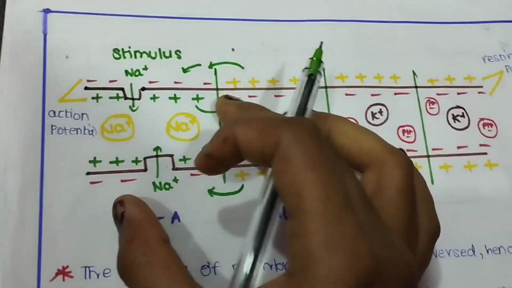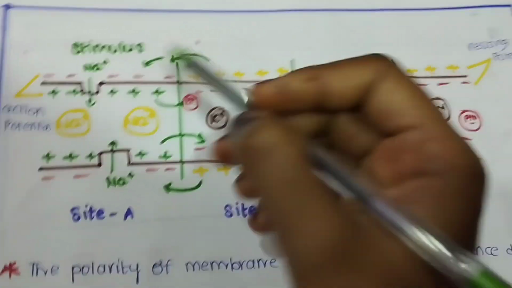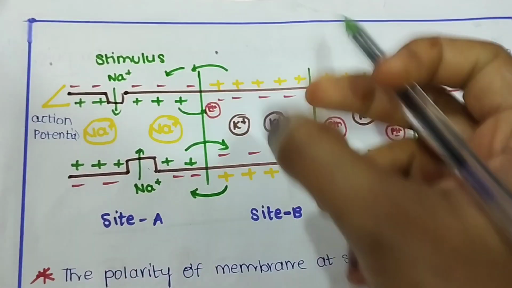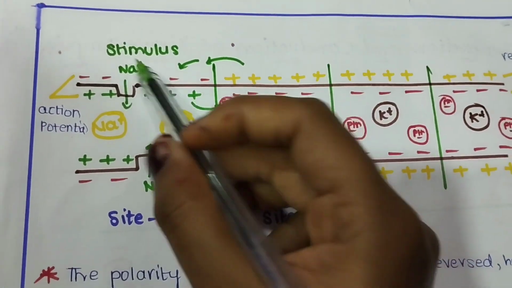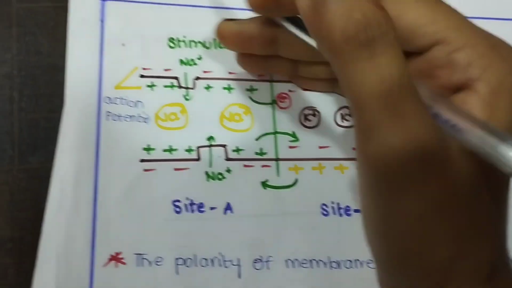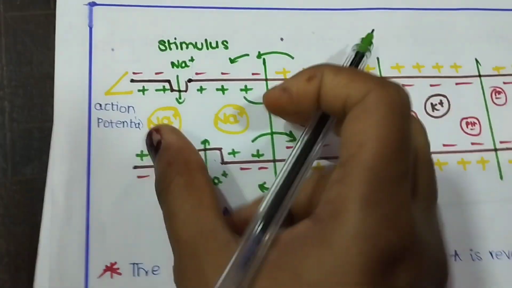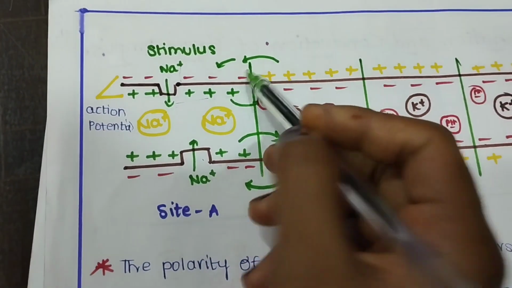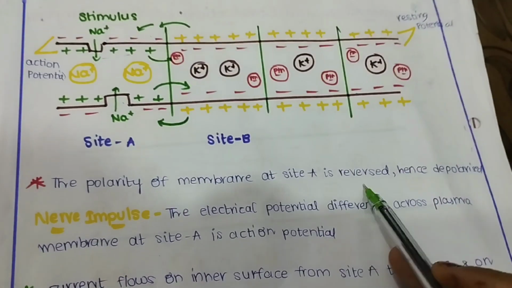Whenever the impulse is applied, there will be a change in permeability at the membrane. The membrane will be more permeable to Na plus. More permeable means it is allowing the Na plus ions, so whatever Na plus ions are outside will go inside. As they go inside, positive charge will be developed inside and negative charge outside. So here the polarity is reversed. The polarity of the membrane at site A is reversed.